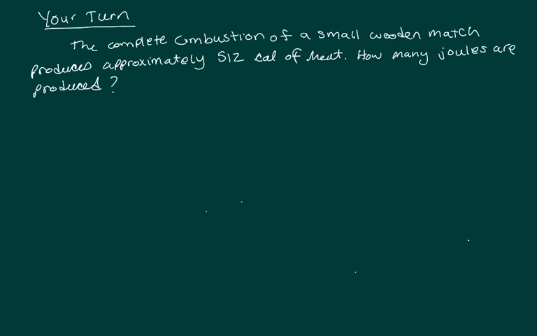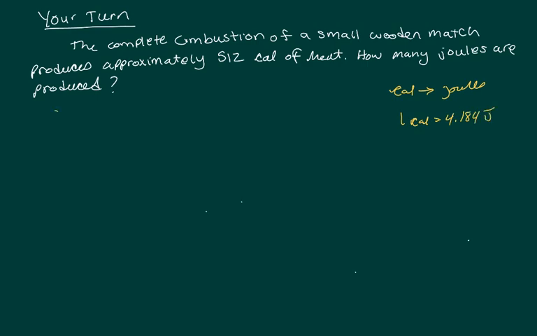The complete combustion of a small wooden match produces approximately 512 calories of heat. How many joules are produced? Well, this should be a straightforward one because it is a one-step conversion. So we're going from little calories to joules. And we have a direct conversion that says 1 little calorie is equal to 4.184 joules.